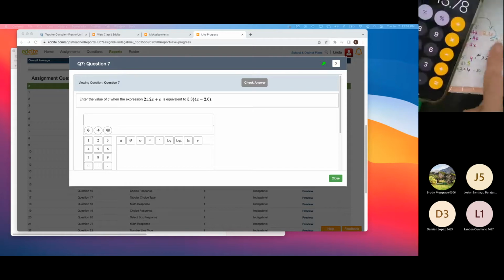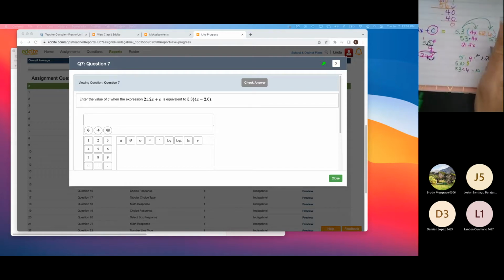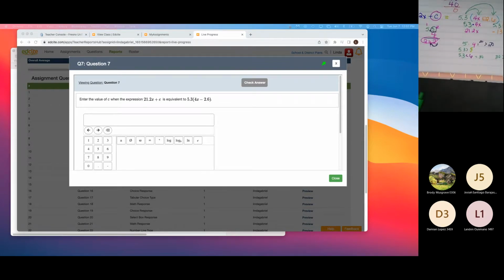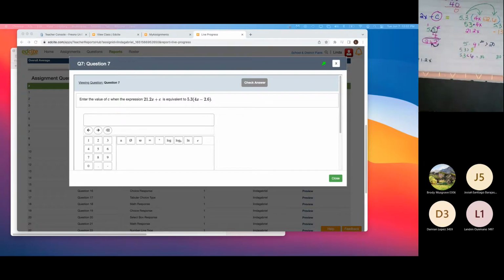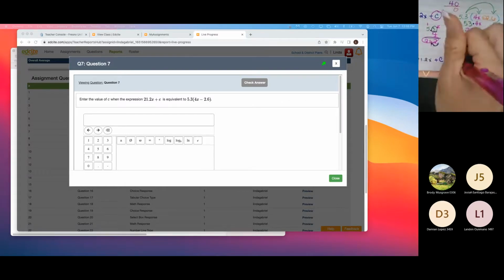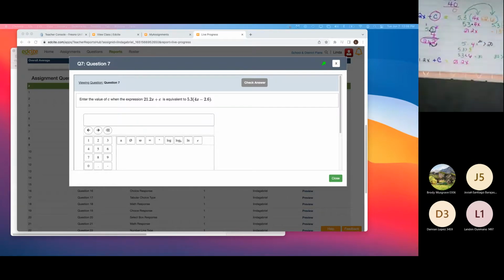Six. That equals 13.78, but it's negative. So negative 13.78. All right, so now I've done all the math for my parentheses. I have 21.2x plus c is equal to 21.2x minus 13.78.